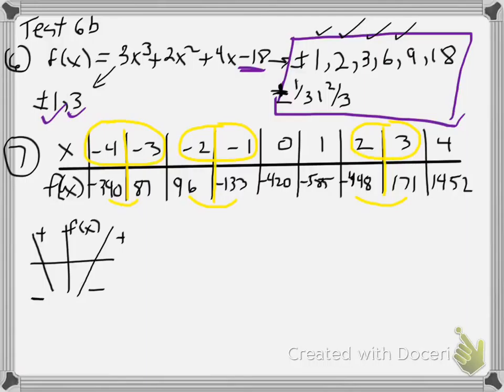So if you really wanted to write this properly, you would say x is greater than negative 4 and less than negative 3 is the first interval. The second interval would be negative 2 to negative 1. And the last one would be 2 to 3. There would be your intervals there. But I accept it if you just labeled it on the table there.